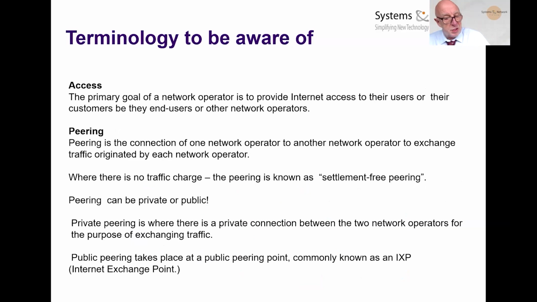Two more terms here, access and peering. Well, of course, this is not entirely new for anybody, I wouldn't imagine, but access, yeah, the primary goal of a network operator here is providing internet access to their users or their customers. These customers could, of course, be end users in themselves, or they could be other network operators providing access for other people. Fine. Whereas peering, I don't know, it covers a multitude of sins, but essentially it is making a connection. Peering is the connection of one operator to another operator to exchange traffic originated by other network operators.